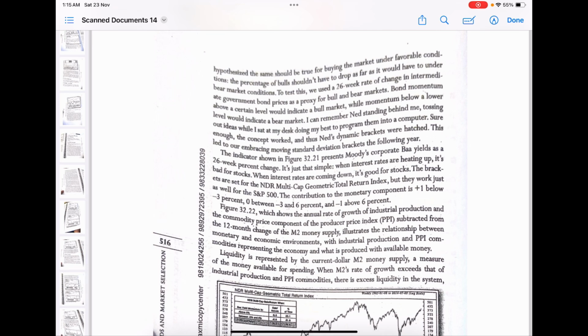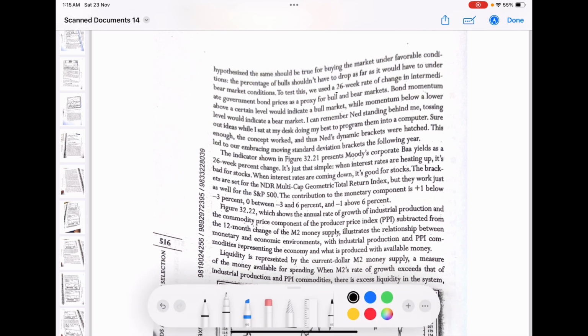He hypothesized the same should be true for buying the market under favorable conditions. The percentage of bulls shouldn't have to drop as far as it would have to under bear market conditions. To test this, we use a 26-week rate of change in intermediate government bond prices as a proxy. Bond momentum above a certain level would indicate a bull market, while momentum below a lower level would indicate a bear market. I can remember Ned standing behind me tossing out ideas while I sat at my desk doing my best to program it.